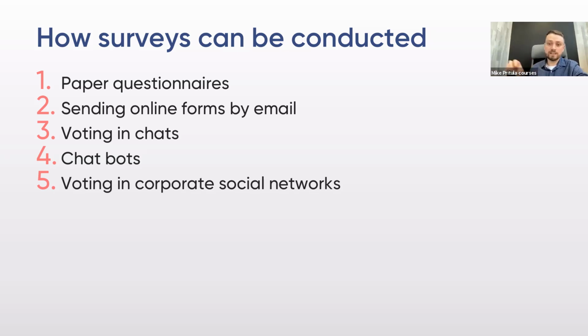Paper questionnaires are used when there are no computers or when full anonymity is required, but the downside is the processing time. Sending online forms via email is a classic method. There are many tools, we'll talk about them too, not just Google Forms. Next, voting in chat rooms. Chats that support this feature make it convenient to vote on various issues.